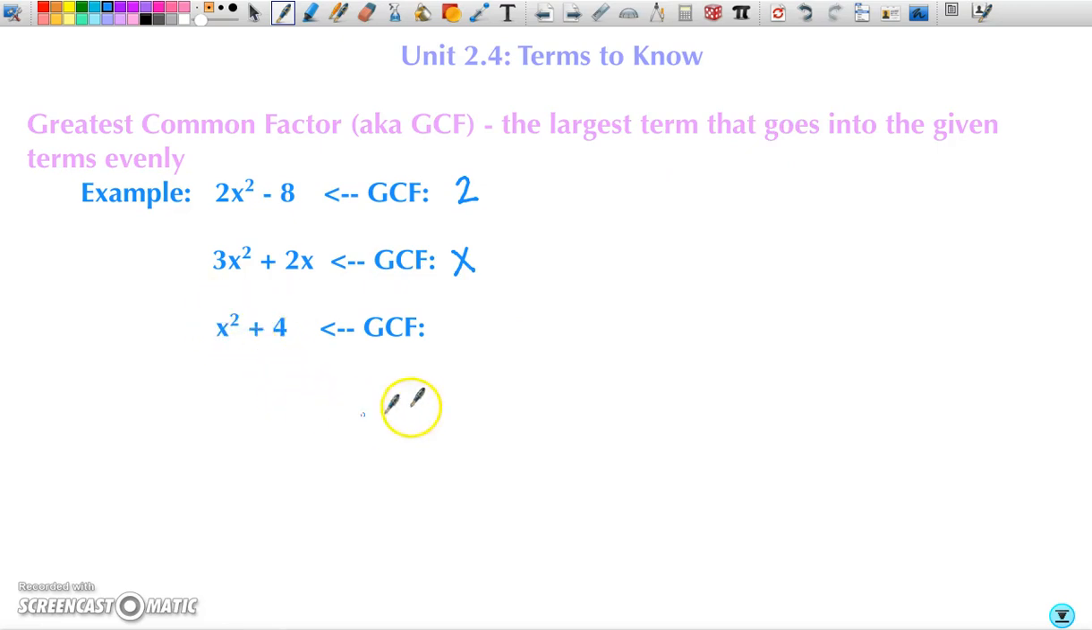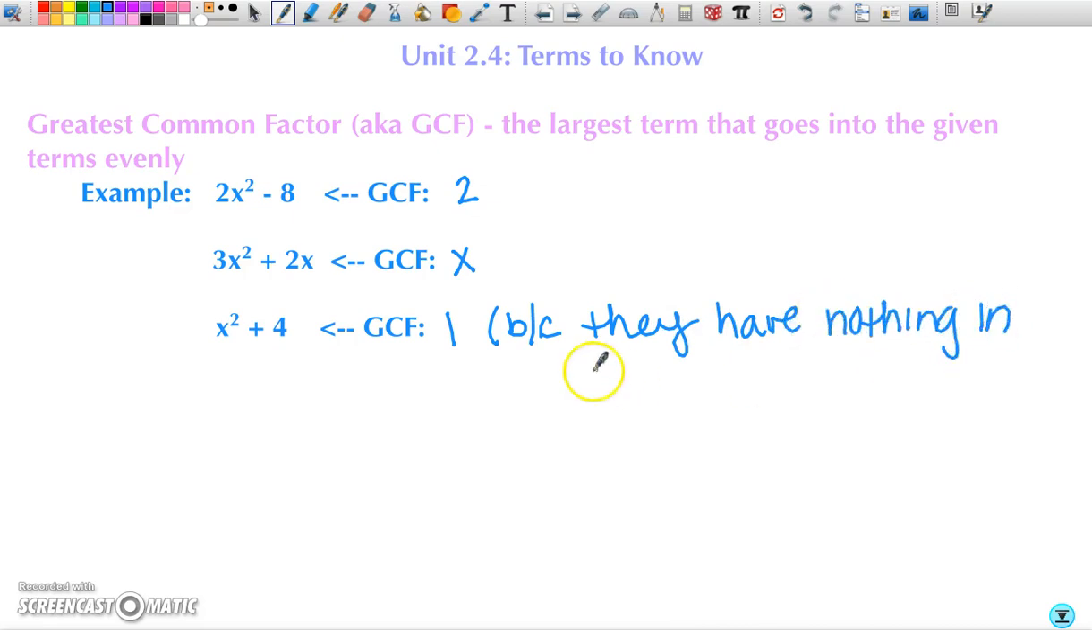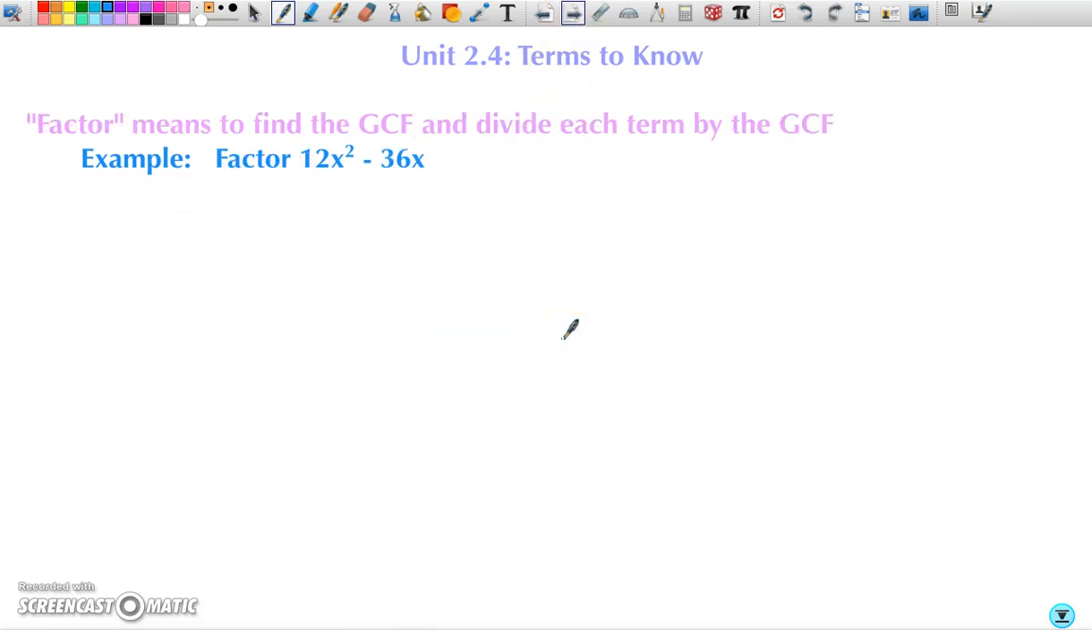And then x squared plus 4. They don't have any numbers in common. They don't have a variable in each term. So we actually would say that the number 1 would be the GCF, because they have nothing in common. Anytime you see something like that, it's very important to know that their greatest common factor is in fact 1.